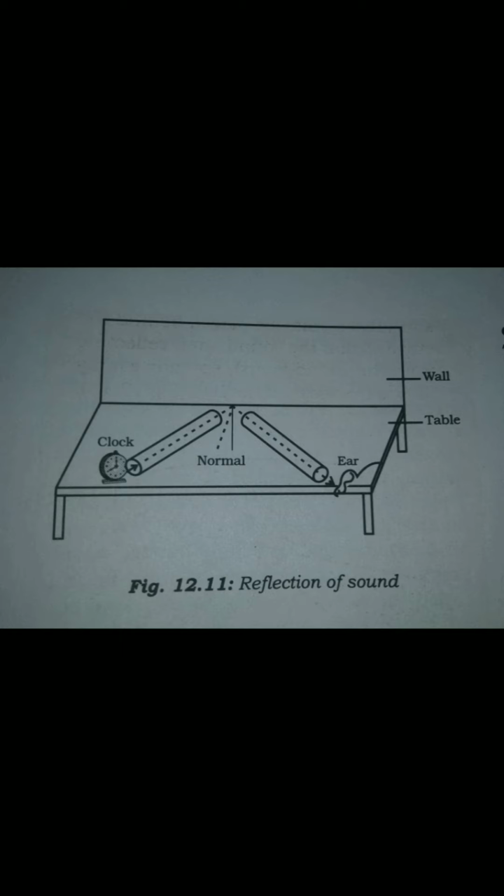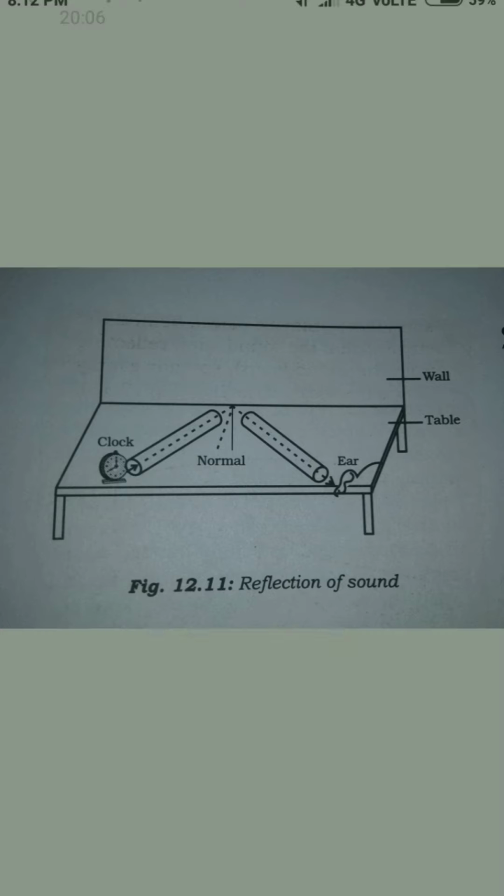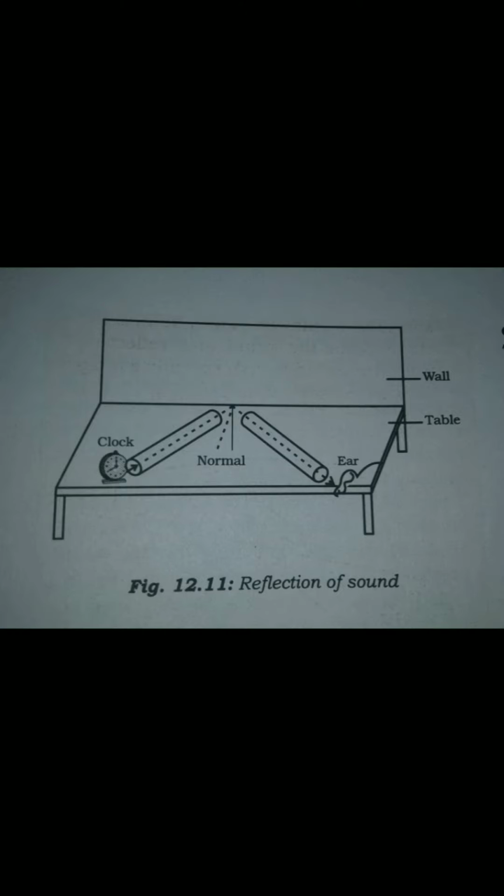So in an auditorium or in a big hall, excessive reverberation is highly undesirable. That is why, in order to reduce that reverberation or multiple reflection of sound, the roof and the walls of the auditorium are generally covered with sound absorbent materials like compressed fiberboard or rough plaster or draperies and so on. And the seat materials are also such that they can absorb the sound.